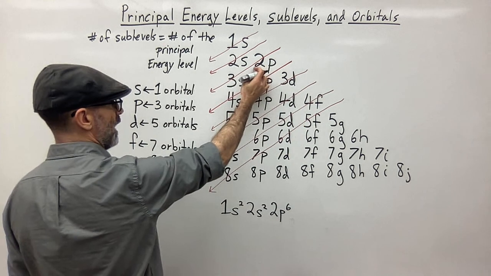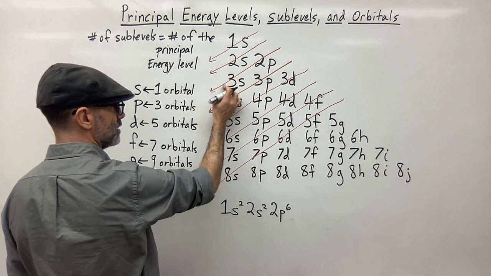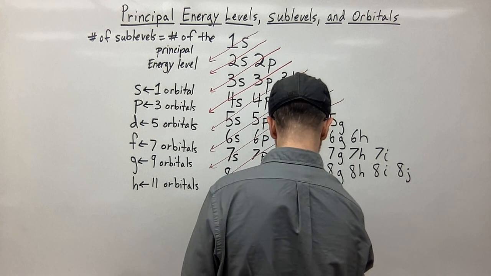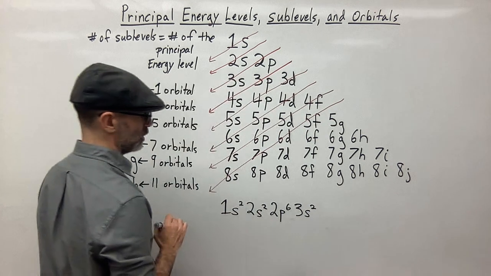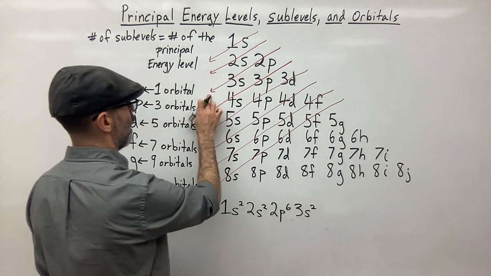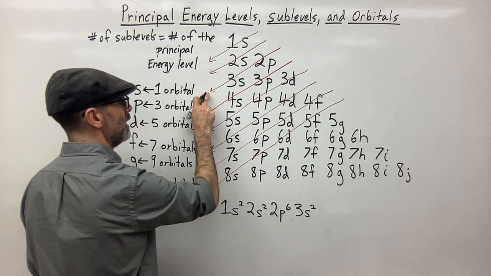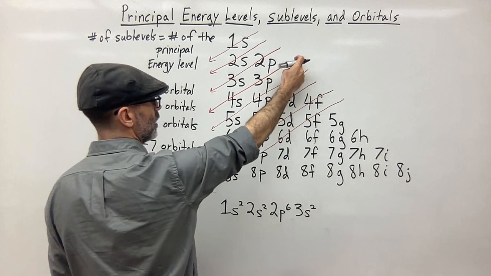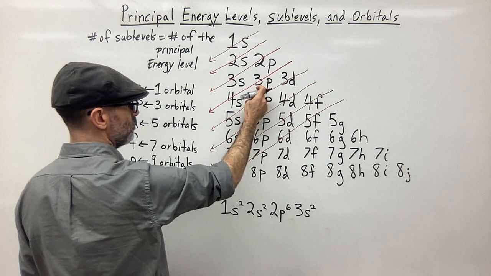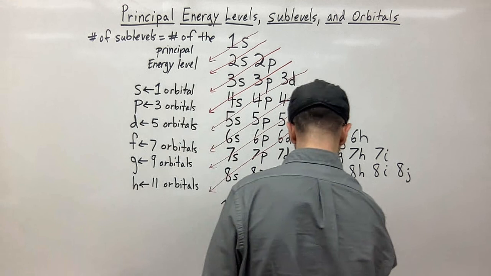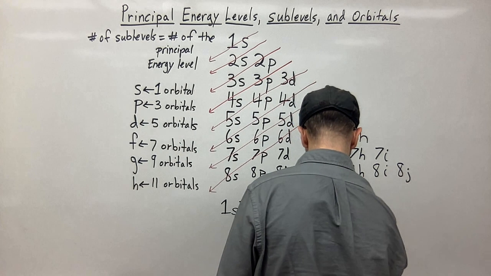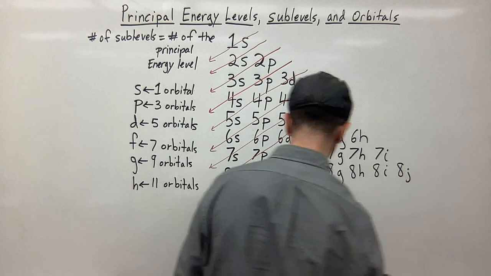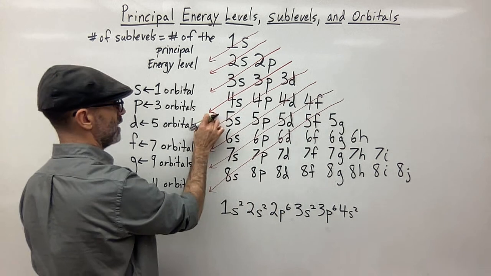And then when I fill that in, next is the 3s. So then I do the 3s, and that has a maximum of 2 electrons. Now I'm at the end of this arrow. Now I'm here at the beginning of this arrow, and I keep going. So then the 3p is next, followed by the 4s. So 3p6, 4s2. Right, now I'm at the end of this arrow.